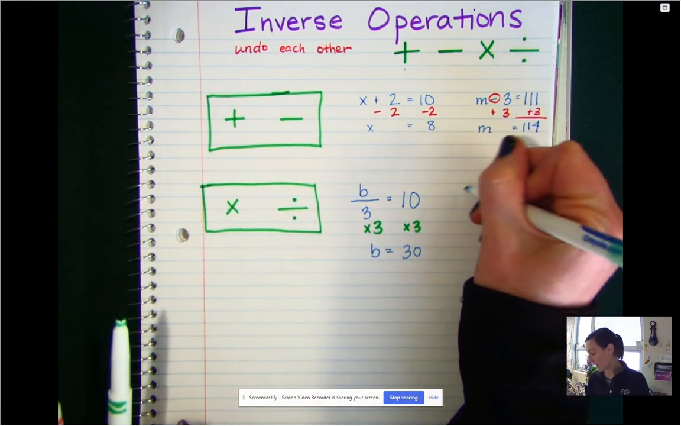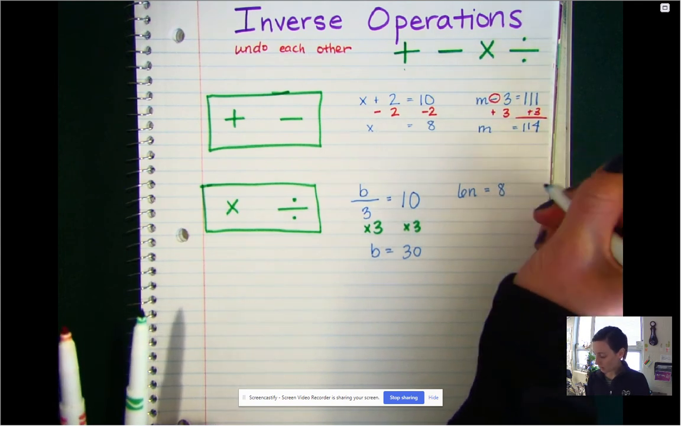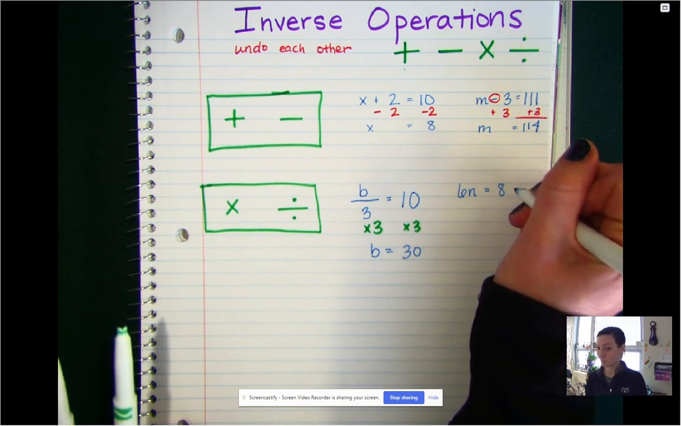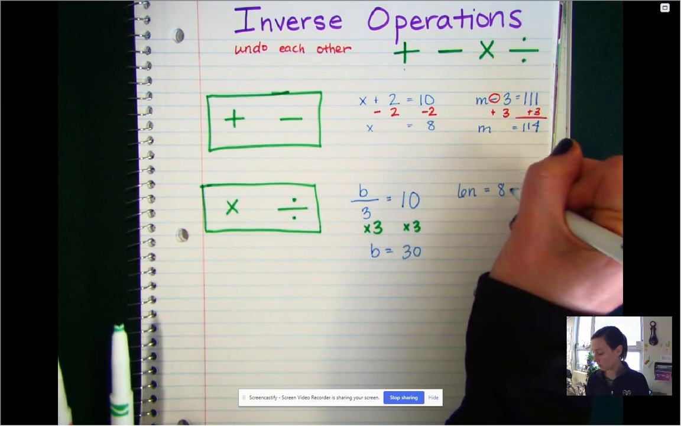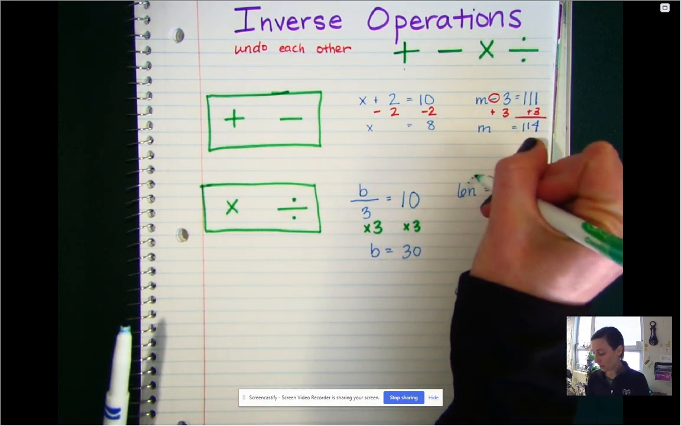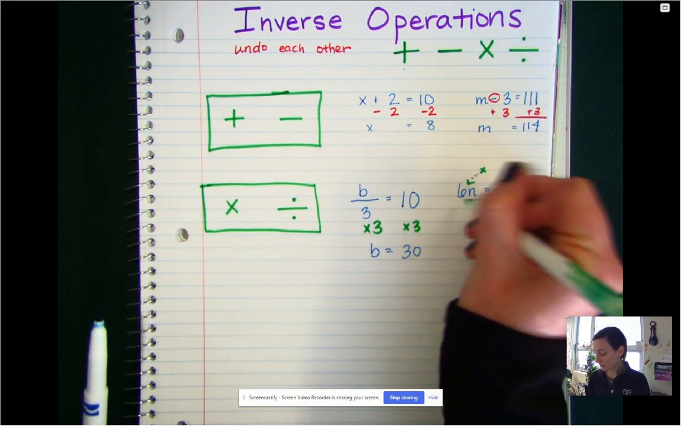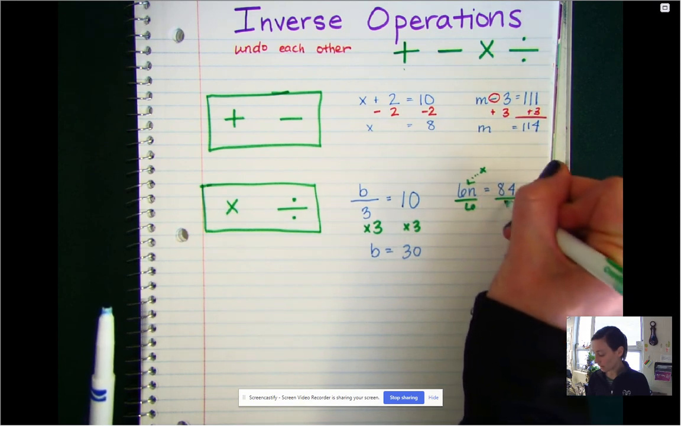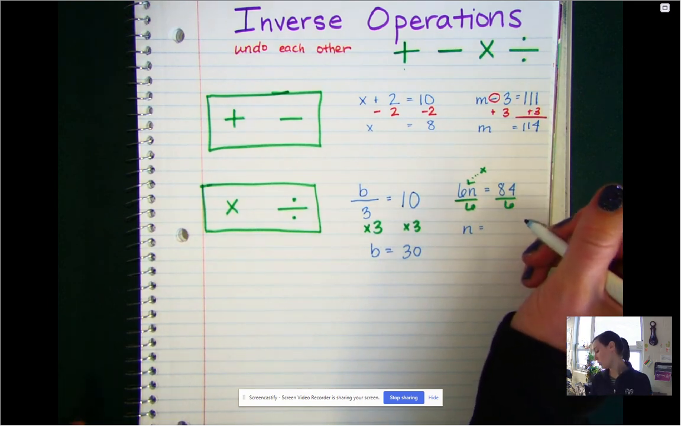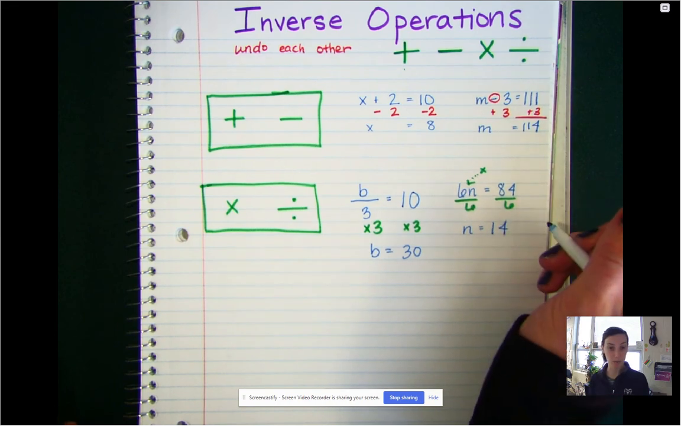Or let's say I had 6n equals 82, 84, 86. I can't remember what's divisible. I think it's 84. Okay, so I do the inverse. This is where I have to remember, oh yeah, that's multiplication, even though I don't see it. So the inverse of multiplication is division. I'm dividing by the same number. And then I have that n equals 10 plus 4 is 14. I'm 80% sure that's right.